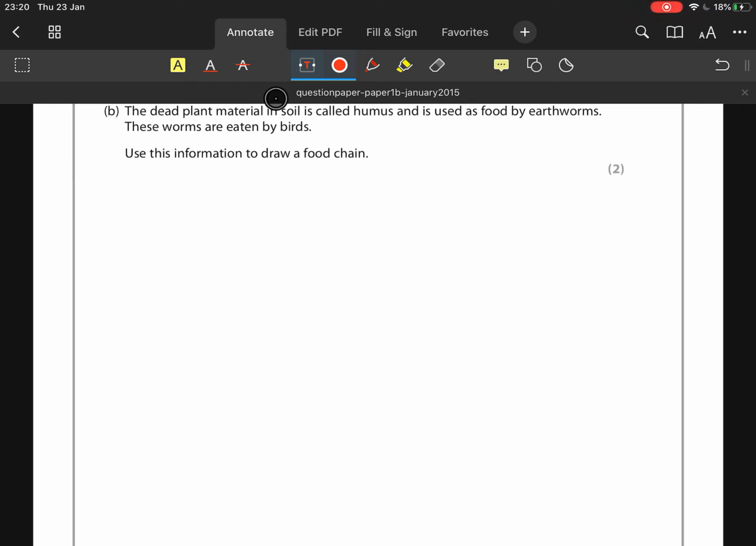So 1 or 2 of you did put the arrows the wrong way. You're sort of showing, well, this is going to eat that and this is going to eat that. Some of you didn't actually put arrows, you just put straight lines. The other common mistake is that a lot of you put plant material becomes humus, which is then eaten by earthworms. You had to either start with the plant material or humus in your answer.